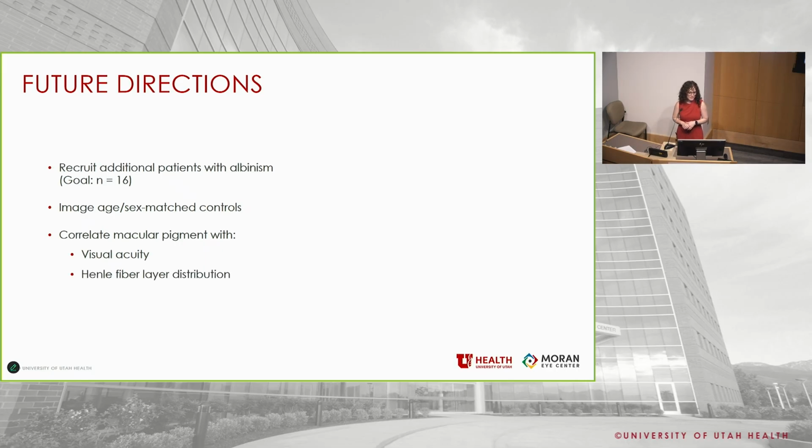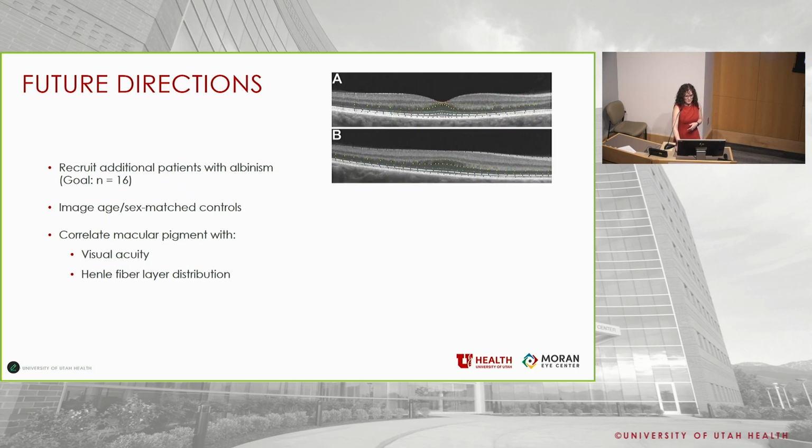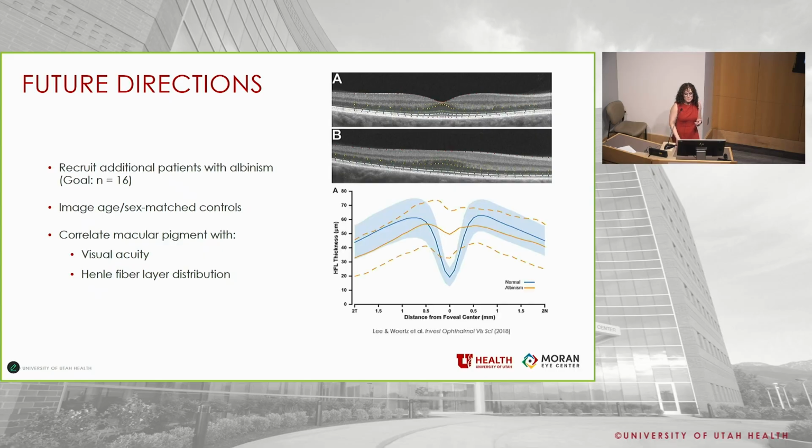One thing that we're also planning to look at is Henle fiber layer distribution. The Henle fiber layer is one of the layers in the retina where we think macular pigment is normally found at high concentrations. We already know that we can measure Henle fiber layer thickness in both individuals with albinism and in normal controls. And we do know that the distribution of that Henle fiber layer is different in albinism than in normally pigmented individuals.